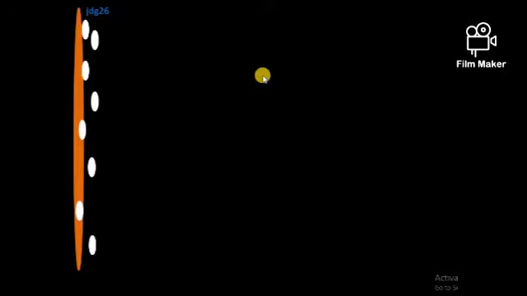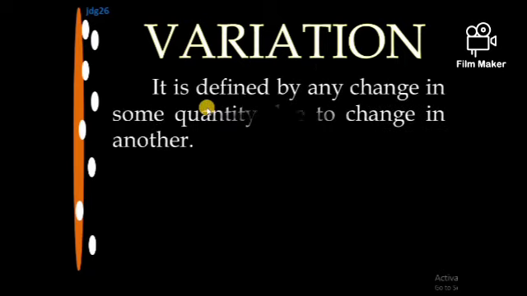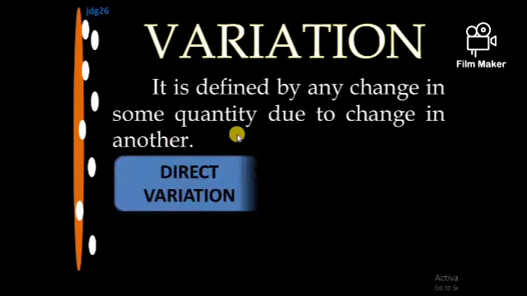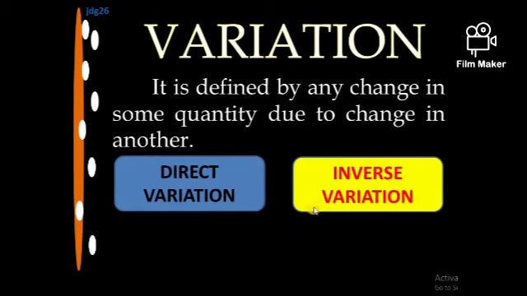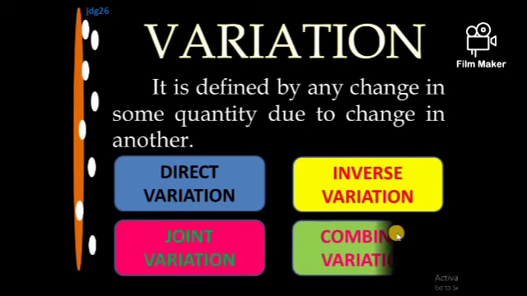Good day everyone. Today, we're going to discuss about variation. Ano nga ba ang variation? It is defined by any change in some quantity due to change in another. We have four types of variation. We have direct variation, inverse variation, joint variation, and combined variation.